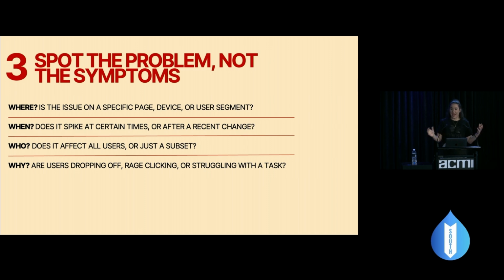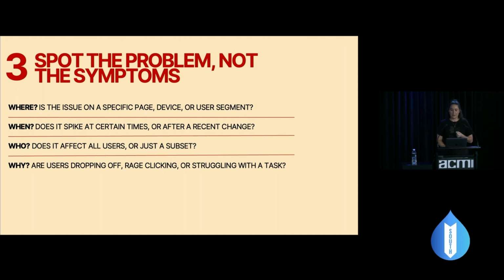Alrighty, so we've got our patterns, but we need to make sure that we're solving the right problems. It can be helpful to ask yourself these questions to help get to the root of the cause, not just the symptoms. So where is the issue occurring? Is it on a specific page? Is it on a specific device or browser? When is it happening? Does it happen at certain times or after a recent change? Who is it affecting? Is it all users? Is it returning users? Is it people just on mobile?